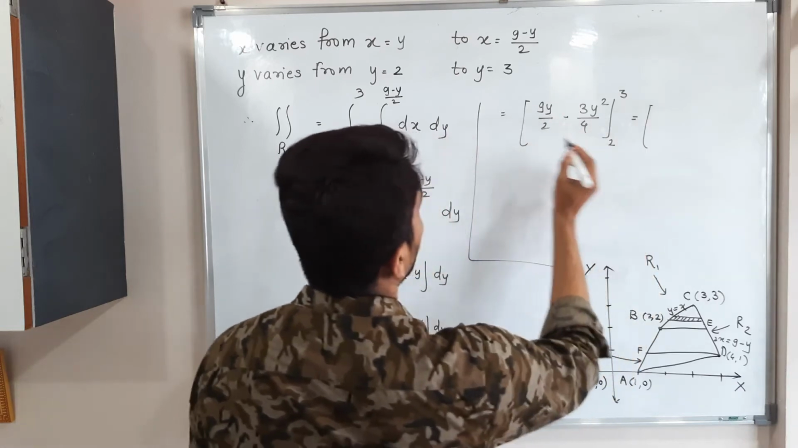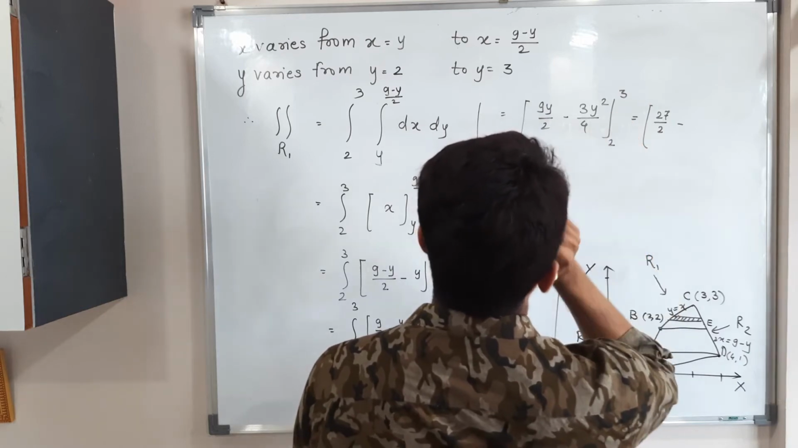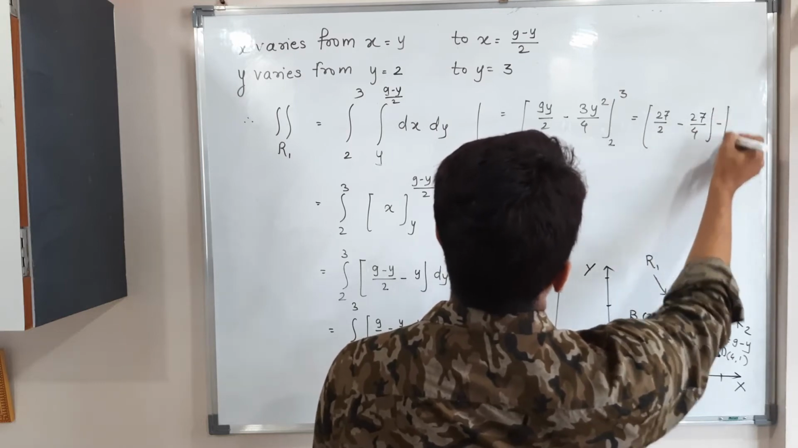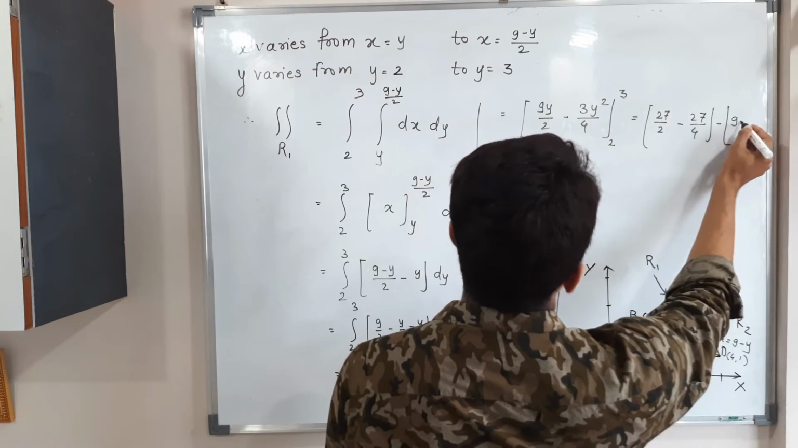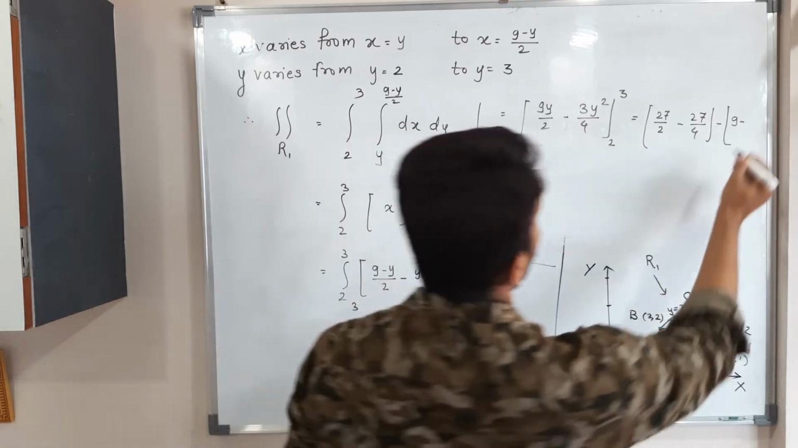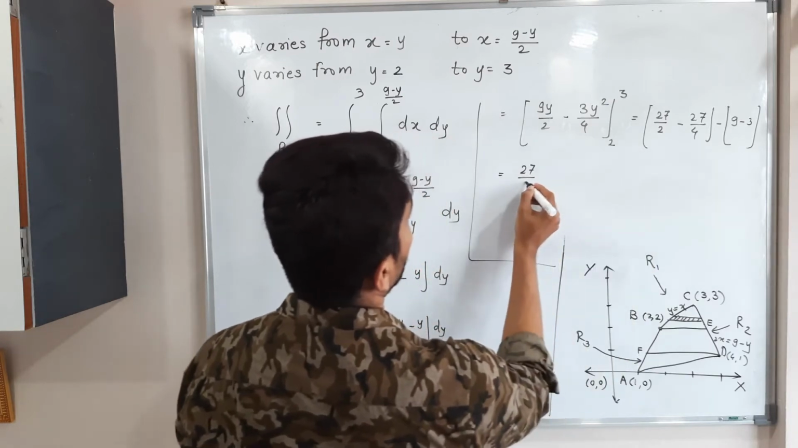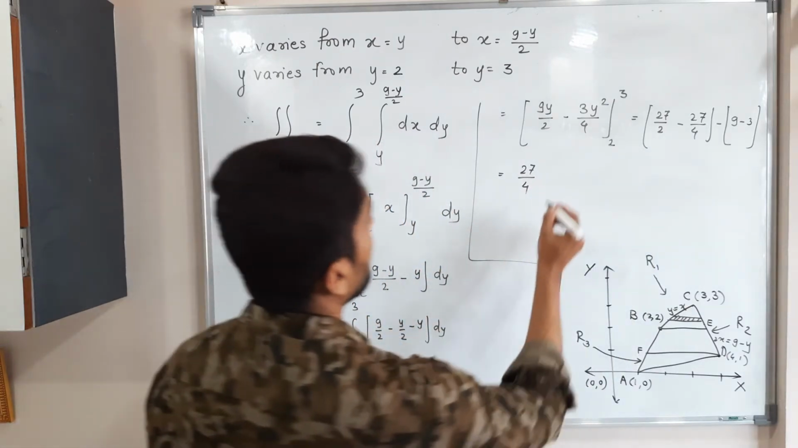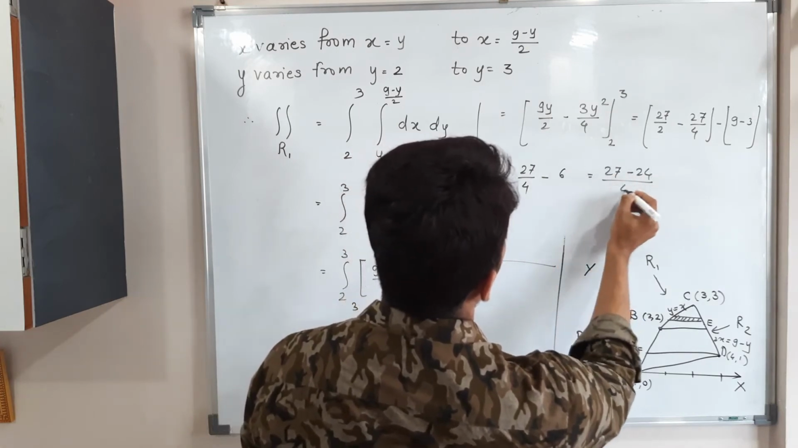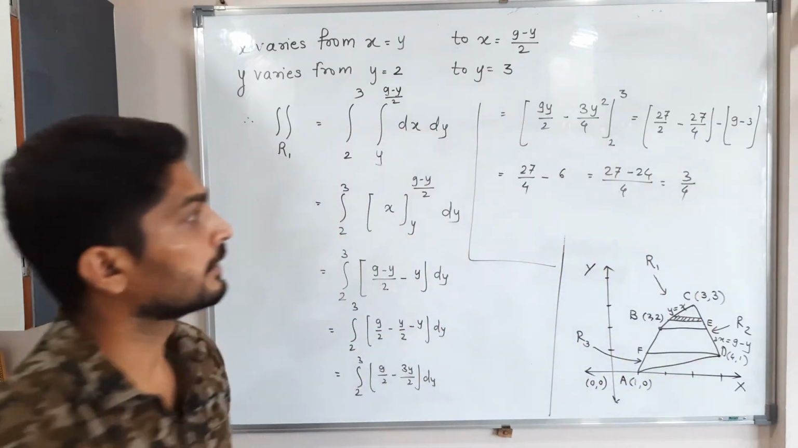If I put 3 here, we'll have 27 by 2. If I put 3 here, that means again 27 by 4, minus, if I put 2, the 2 cancels, 9, minus, if I put 2, 2 into 2, 4, right? 2 square is 4, 4 and 4 cancel, so minus 3. So by solving this bracket, we'll have 27 by 4, correct? And minus 9 minus 3, 6. So this is 27 minus 24 by 4, which is equal to 3 by 4. Okay, so we have got 3 by 4.